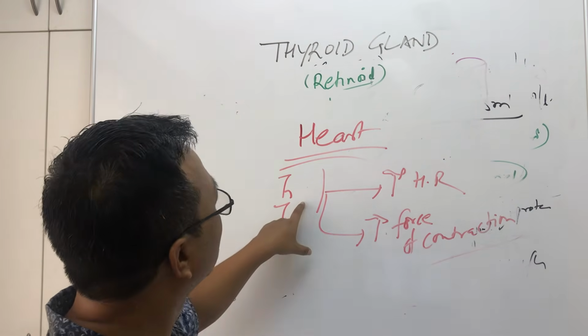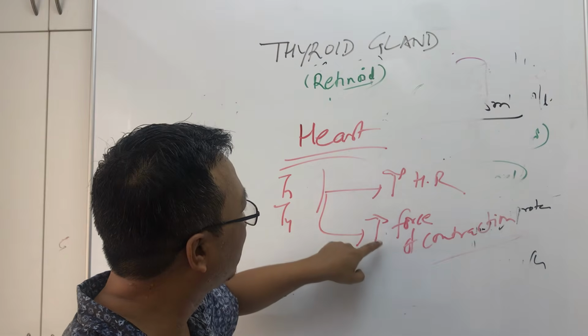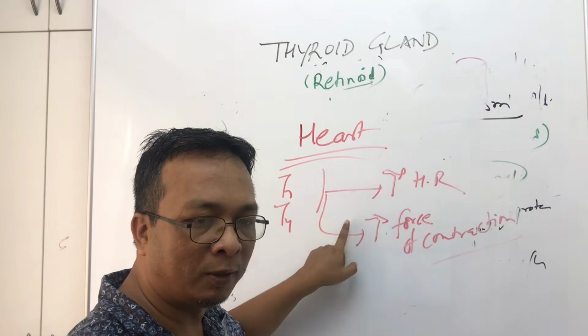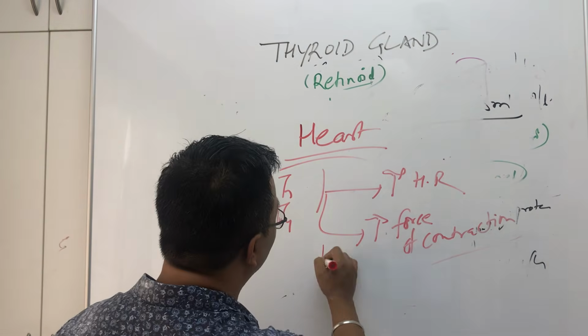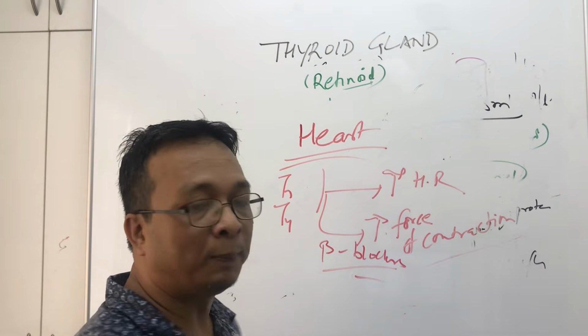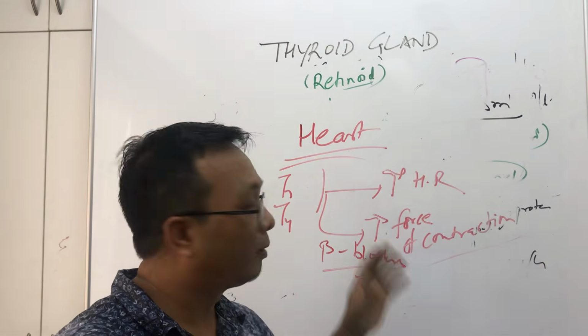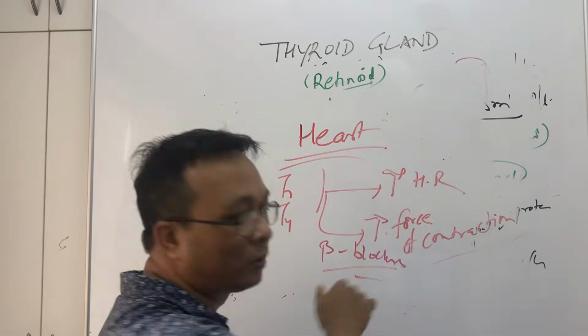So this is also one thing that you have to notice. In the heart, there will be increased heart rate and increased force of contraction in hyperthyroidism. That's why one treatment of hyperthyroidism is beta blockers, like propranolol. We give propranolol or another beta blocker in hyperthyroidism cases so that his heart rate goes down.